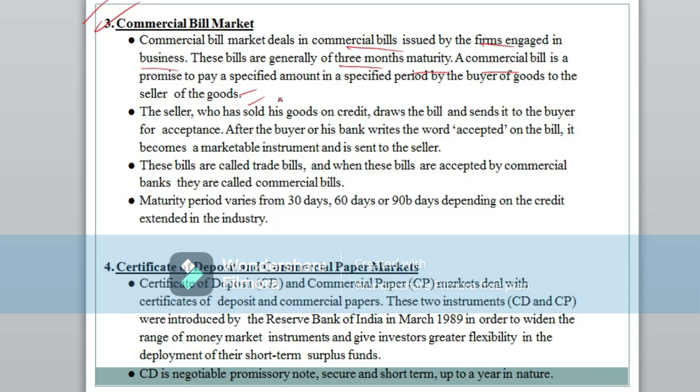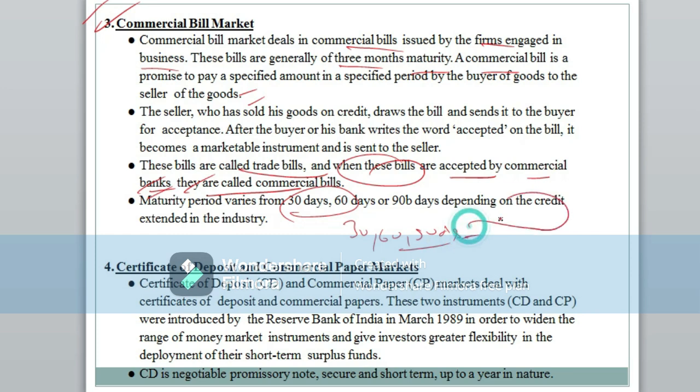What are these bills called? Trade bills. Why? Because trading is being done through these kinds of bills present in the market. What happens through them? Trading. So when these bills are accepted by a commercial bank, what will they be called? Commercial bills. These bills have a maturity of 30 days, 60 days or 90 days. After 90 days you cannot put this bill into credit extension again. You have to fill the money which you have taken from the market.